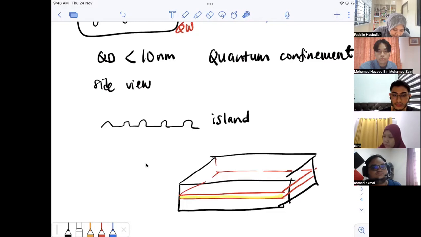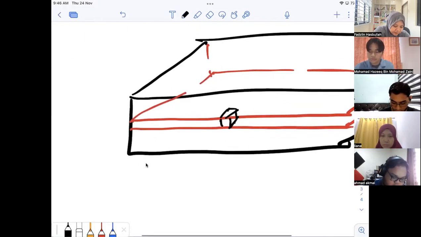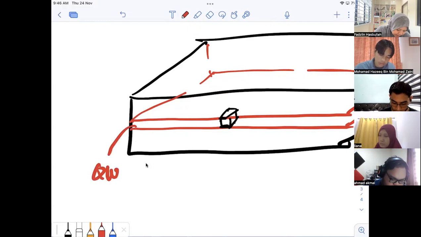So okay ni. Kalau quantum dot ni, yang merah ni quantum well lah. Ni hitam bulk, merah quantum well. Kalau quantum dot ni dia jadi besar ni je. Cepat nak draw. Nampak? So this is quantum well. This is bulk. And ini kecil ni quantum dot.